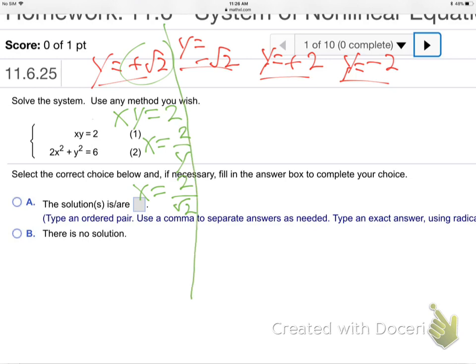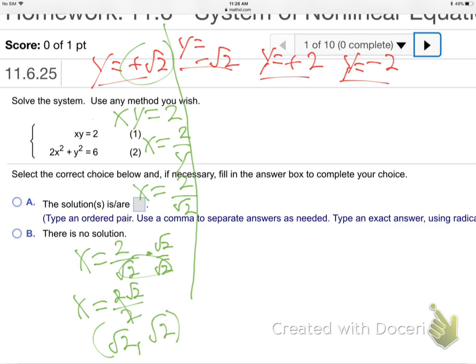But we can't leave 2 over root 2, can we? What do you do when you have a root in the bottom? Multiply top and bottom by root 2, right? Get 2 root 2 over, what's root 2 times root 2? Plain 2, it cancels. X is root 2. So that answer is x root 2, y root 2. That's the first answer, right? The y root 2 led to an x root 2.